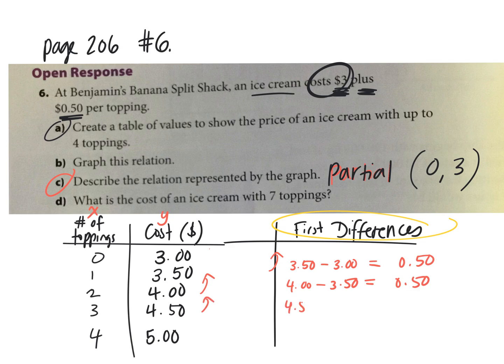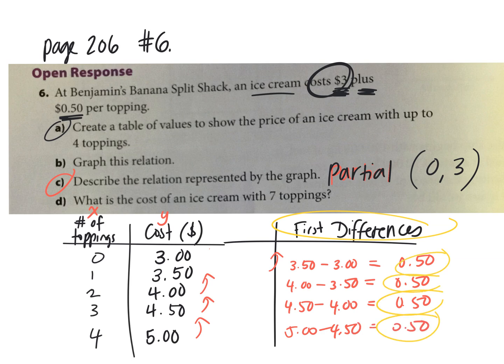Okay? $4.50 minus $4 is 50 cents. $5 minus $4.50 is 50 cents. Remember we did this? Are the first differences all the same? What does that tell you about this relationship? The first differences are constant. Very good word. They're increasing by the same amount every single time. So what does that tell you about the relationship? Is it going to be linear or nonlinear? Linear.